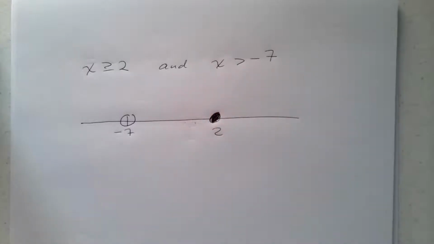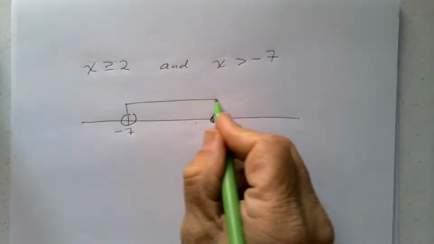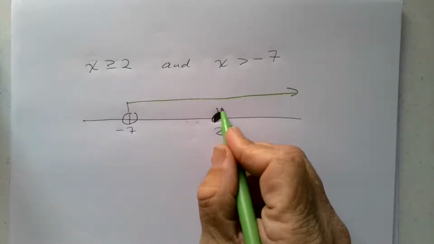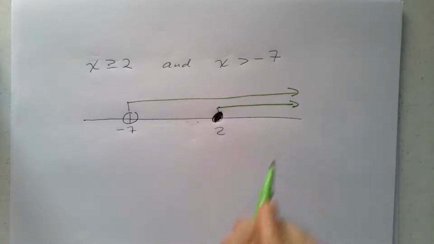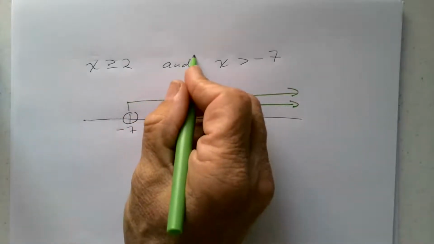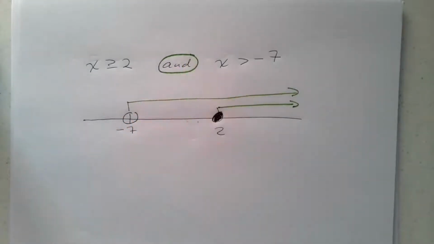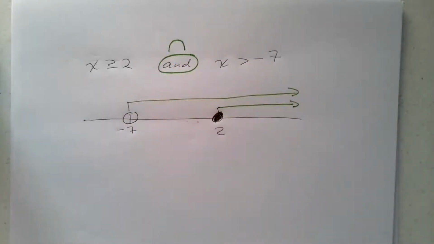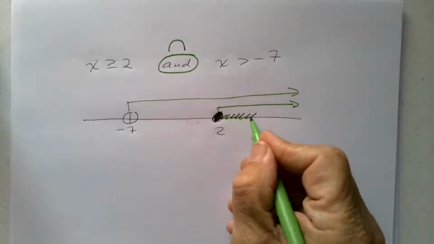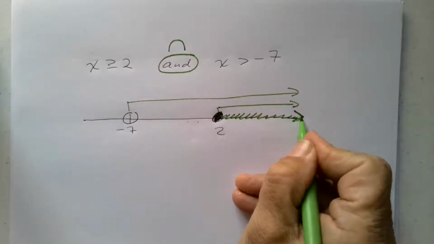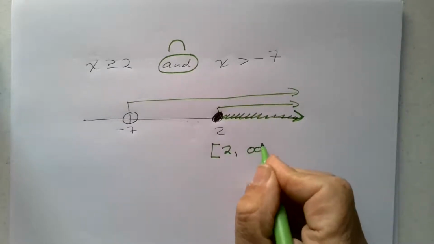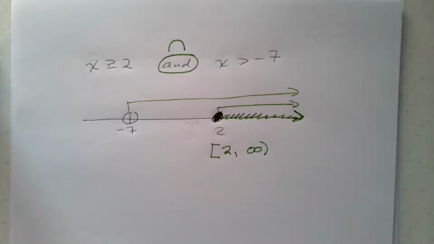X is greater than -7, so we're going to shade everything to the right. X is greater than or equal to 2, so we're also going to shade everything to the right of 2. And means what? Means I want to shade both of them simultaneously. Again, and means intersection. Where are they both true simultaneously? Just on this bit right here. So in interval notation that will give me the interval square bracket 2, plus infinity, is how that's going to work.